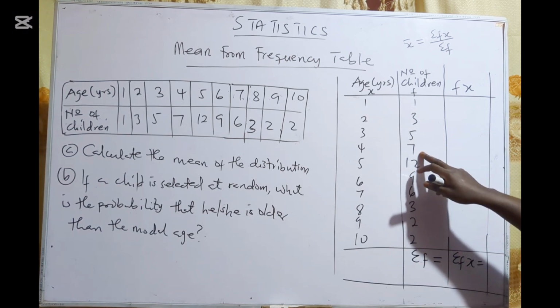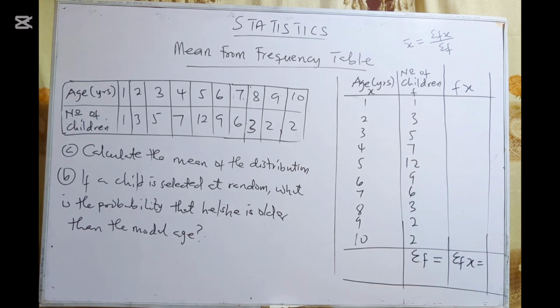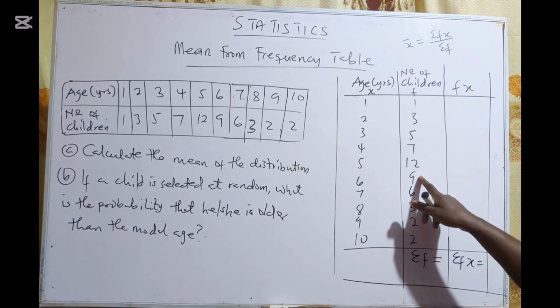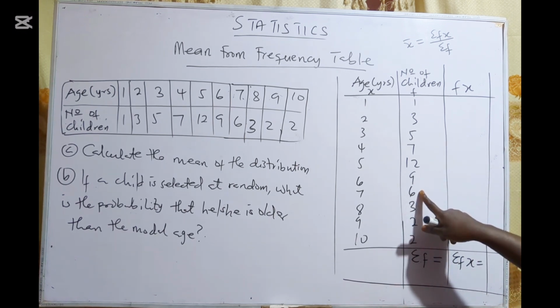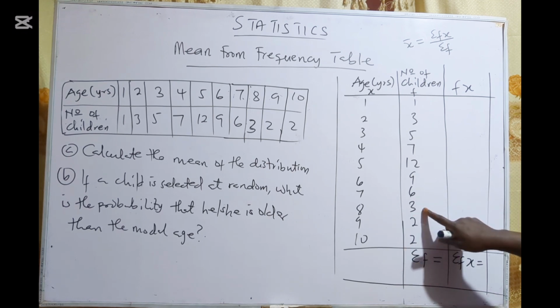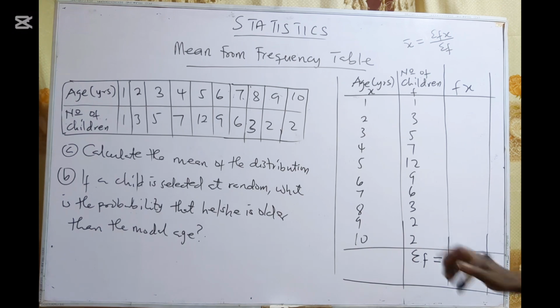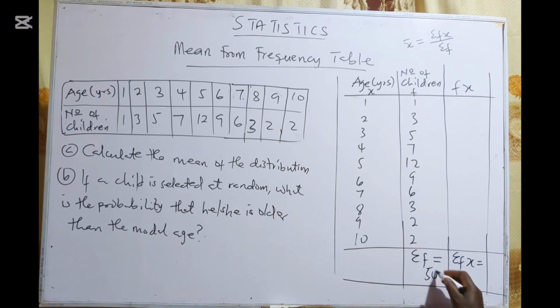9, plus 7 is going to give us 16, and then 16 plus 12 will give us 28, plus 9 will give us 37, plus 6 will give us 43, plus 3 will give us 46, plus 2 will give us 48, plus another 2 will give us 50. So our number of children is 50.